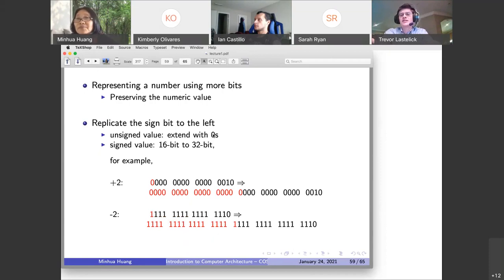I have a question. For extending the signed number, is that only for one's and two's complement? For all. Using for signed and unsigned. So it works for sign-magnitude as well? Yes. Okay, it is for two's complement and one's complement. It is not for sign-magnitude. Okay, thank you. It is not for magnitude.